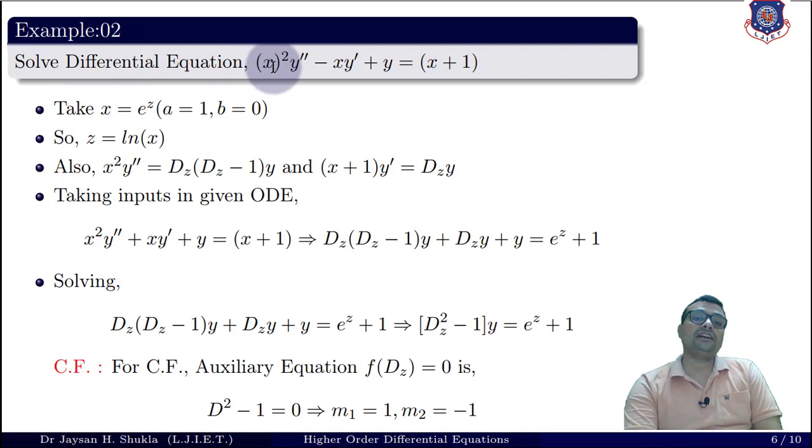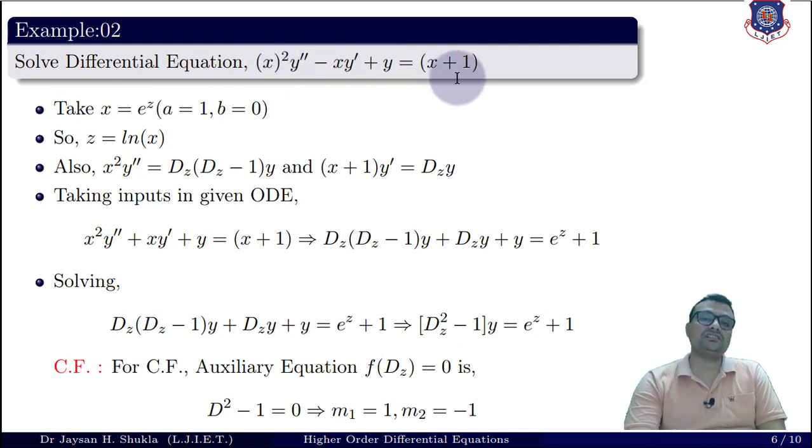If we have x square y double dash minus xy dash plus y equal to x plus 1, suppose this is the question, then you can treat this by Legendre's equation also. There is no difference between Cauchy-Euler and Legendre's equation. It is simply a special case of Legendre's equation.